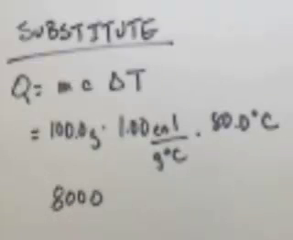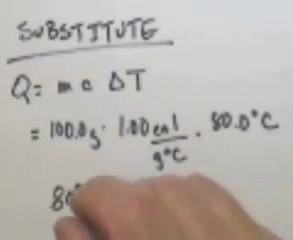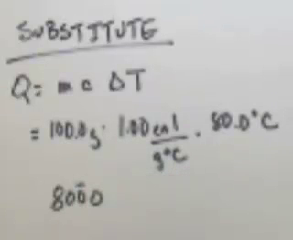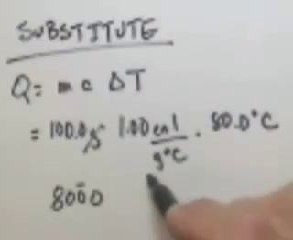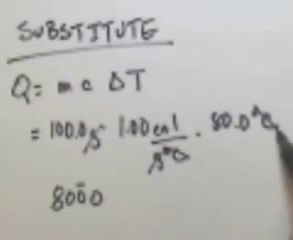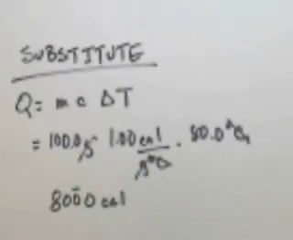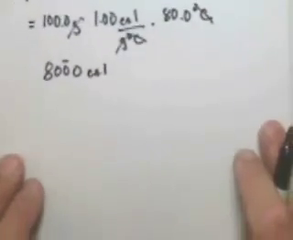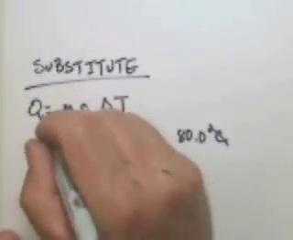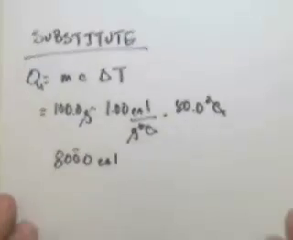That should give us 8,000. It appears that we have three significant figures. So we'll put a line over that 0 to represent three significant figures in 8,000. And the unit that would remain would be calories. All right, so we'll just call this Q1 because that's our first formula.